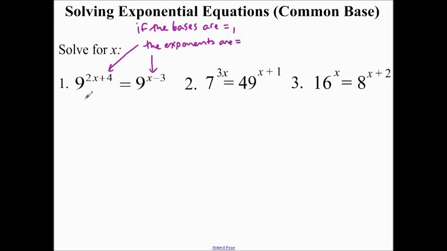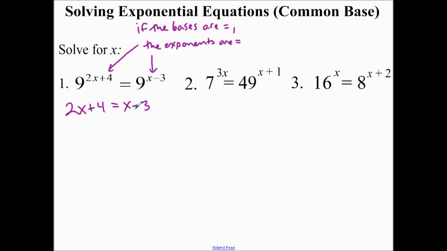All right, so this is pretty easy. From here, we just go ahead and say, okay, 2x plus 4 must equal x minus 3, and just proceed to solve that out. So why don't you solve that out and get your value of x? Play the recording when you're ready.